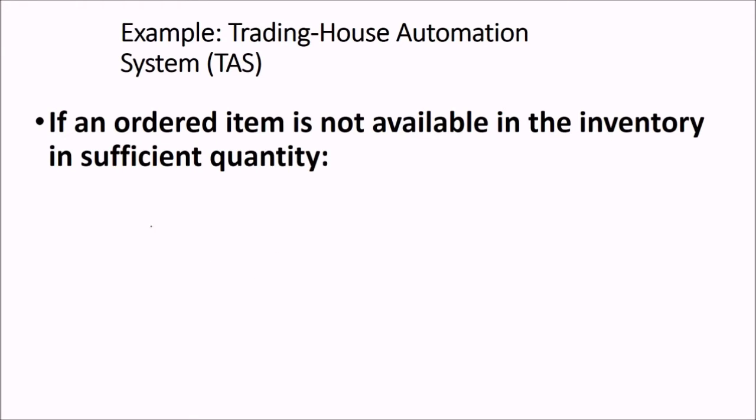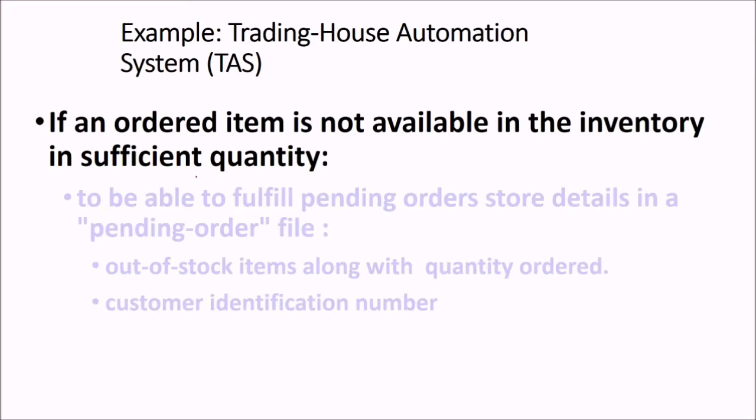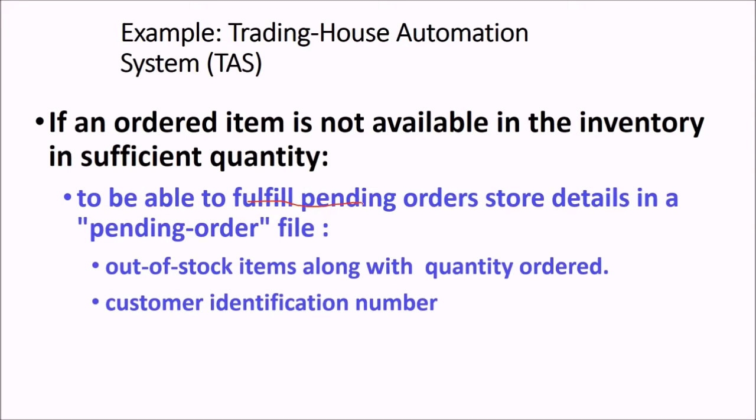And if the ordered item is not available in the inventory in sufficient quantity, then in order to fulfill pending orders, the system stores details in a pending order file, which are the out of stock items along with the quantity which is being ordered, and then the CIN, that is the customer identification number.